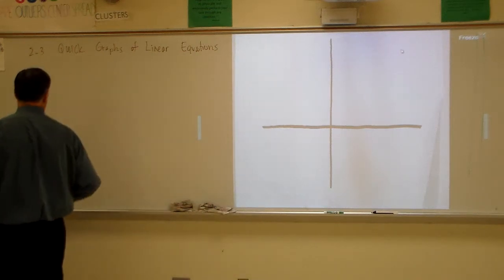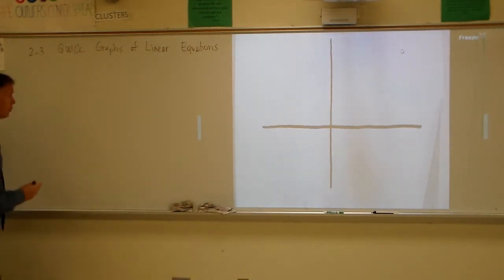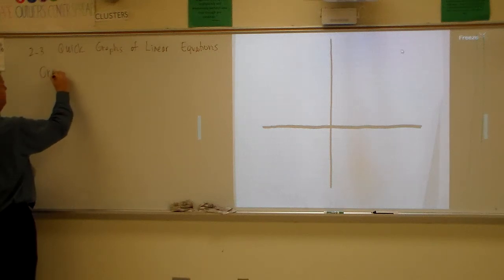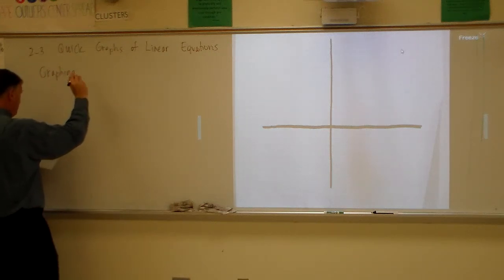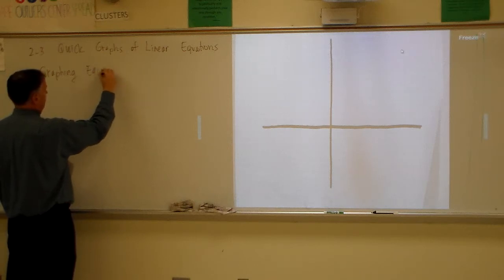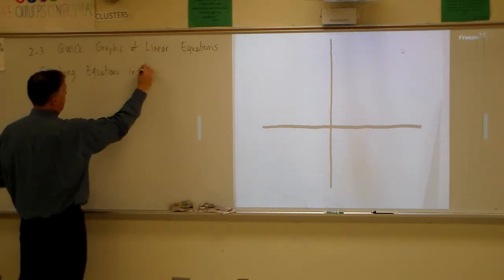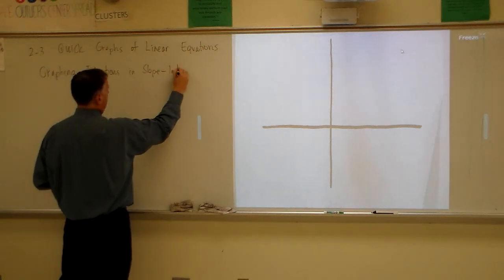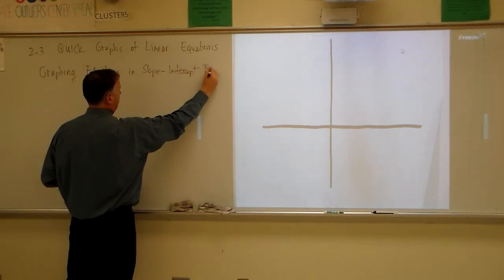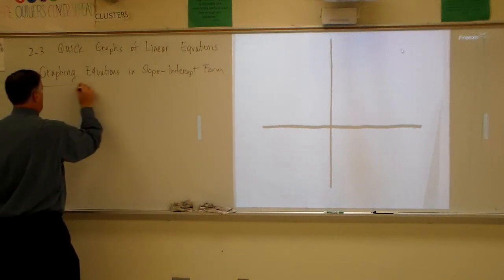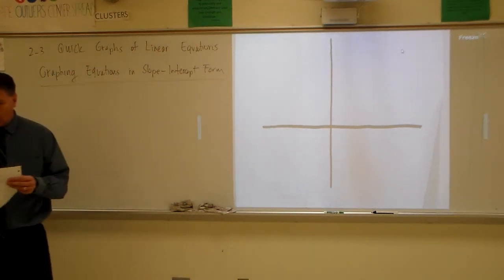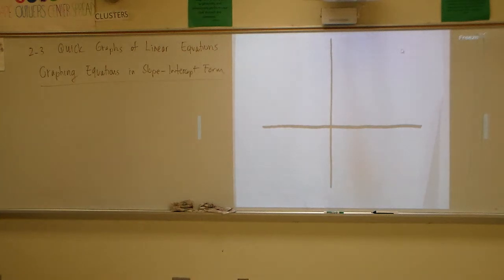So, quick graphs of linear equations. The first one is going to be graphing equations in slope intercept form. Graphing equations in slope intercept form. This is the easiest way to graph these, in my opinion. The easiest way to graph in slope intercept form.